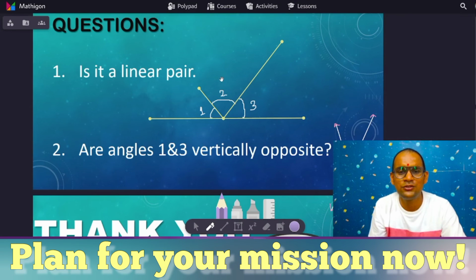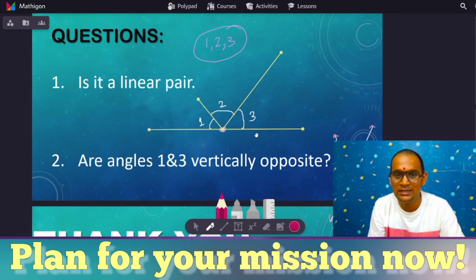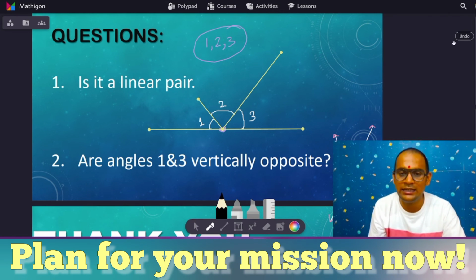Now, there are two interesting questions which I want to ask you. Over here, as you can see, there are 3 line segments. One is the line segment which is sitting horizontally, and 2 different line segments which are intersecting at the same point. Now, my question is, angles 1, 2, 3, are they forming a linear pair? I repeat, angles 1, 2, 3, are they forming a linear pair? My dear friend, it's absolutely true. They are forming a linear pair.